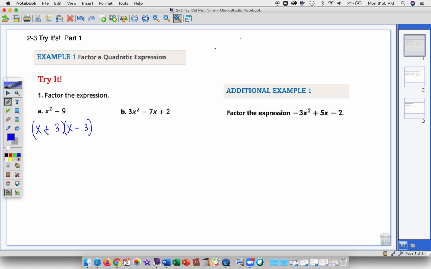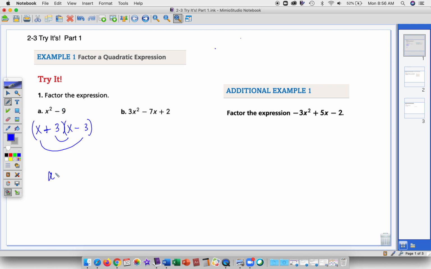And remember, we can check this by multiplying it back out. X times x is x squared. The inners give us a positive 3x. The outers give us a minus 3x. So they cancel each other out. That's why we don't have a middle term. And then the plus 3 times the negative 3 gives us the negative 9.